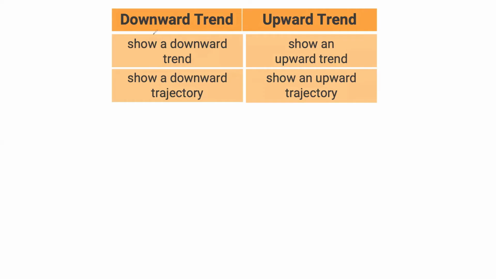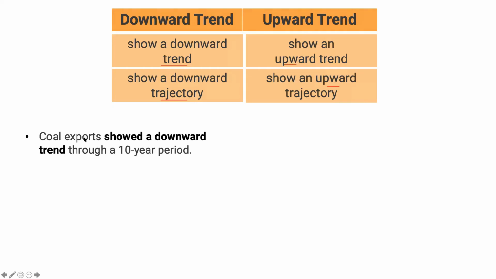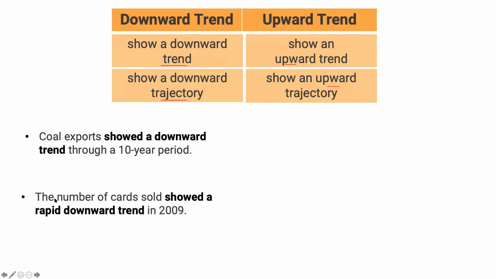So for downward trend, you could say something shows a downward trend or a downward trajectory. I would definitely make it a priority to use both of these if you can in a report. Just try not to reuse one or the other. And of course, you see the same thing as upward. Let's look at some examples. Coal exports showed a downward trend through a 10-year period, or the number of cards sold showed a rapid downward trend in 2009. So downward trend, again, is a noun, so rapid would be the adjective.